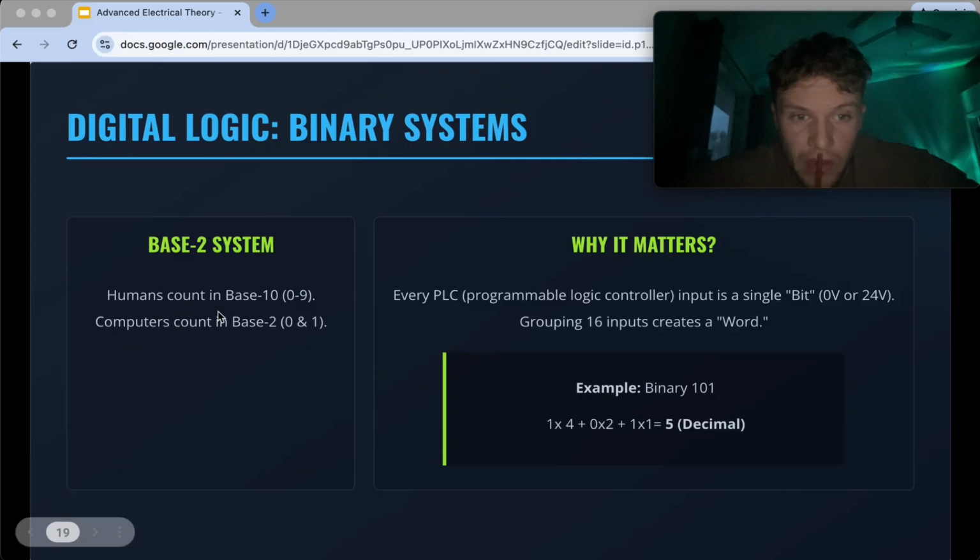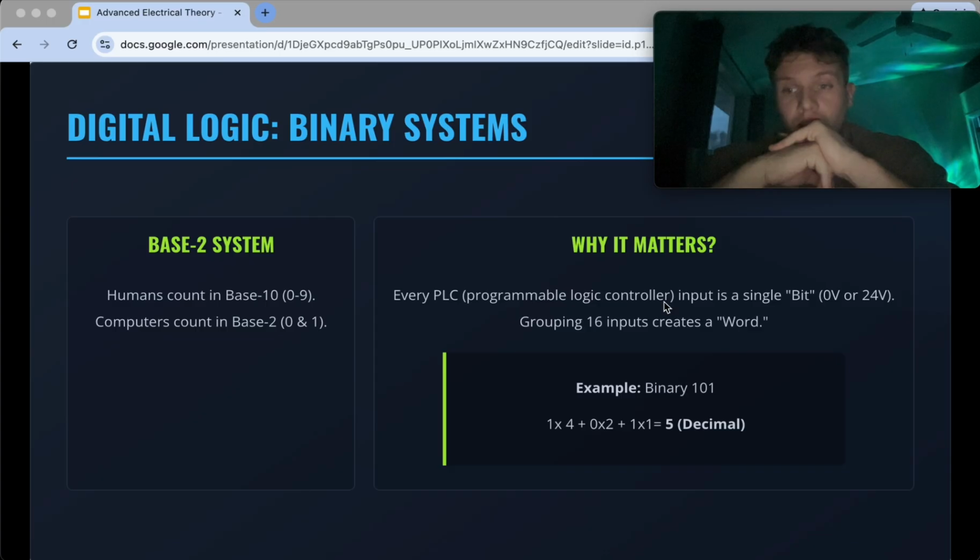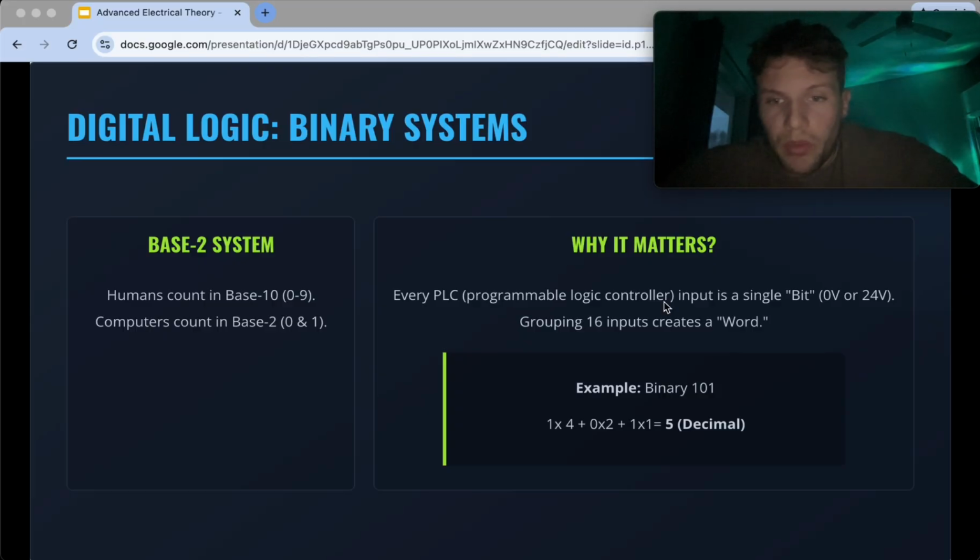If you look into the binary system, humans count on a base 10 scale, computers see it in a 0 and 1 scale. Why it matters is every PLC, programmable logic controller, has inputs in a single bit, either 0 volts or 24 volts. So it sees your voltage or it doesn't, right? Grouping 16 inputs creates a word. So binary 101: you have a signal of 1, then a signal at 0, then another signal at 1. This is 5 in decimal, in computer language. Pretty cool stuff.